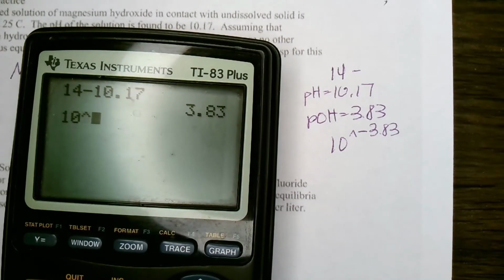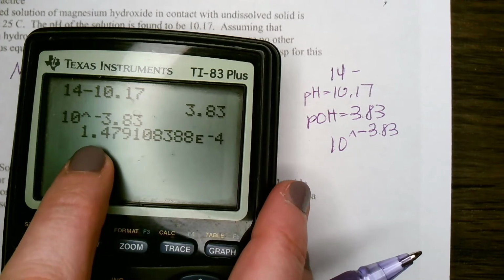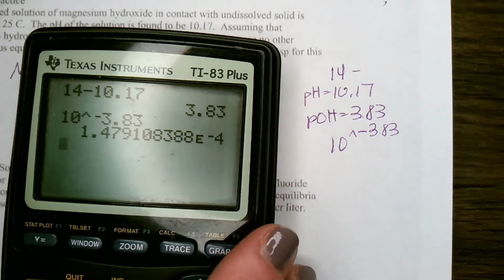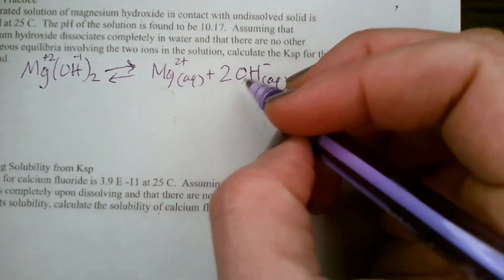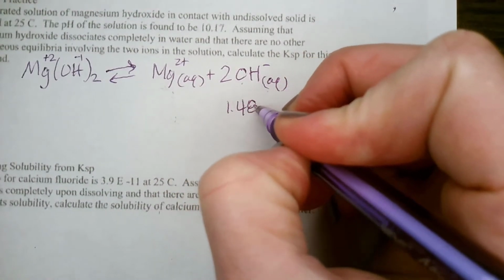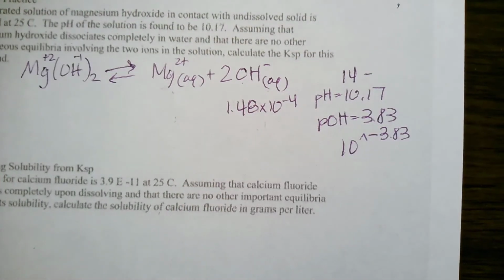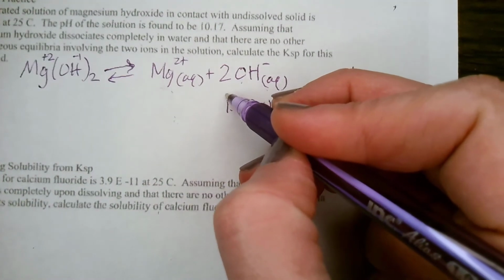So 10 to the negative 3.83 is 1.48 times 10 to the negative 4th. And so that's our concentration of our hydroxide.